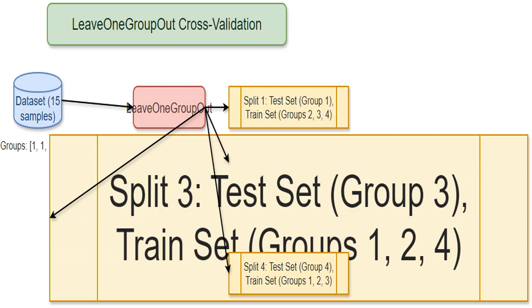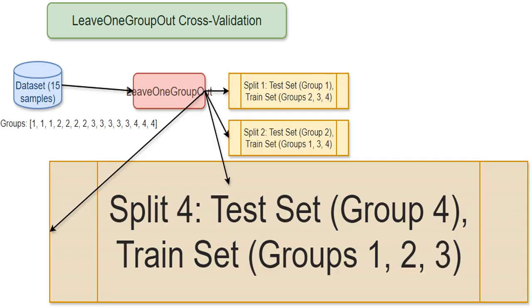See how each group gets its turn in the spotlight. Test set, one at a time. Finally, in split 4, group 4 is held out for testing, and the remaining groups 1, 2, and 3 are used to train my model. It's like a fair rotation for each group, ensuring no group unfairly influences the overall model performance evaluation.